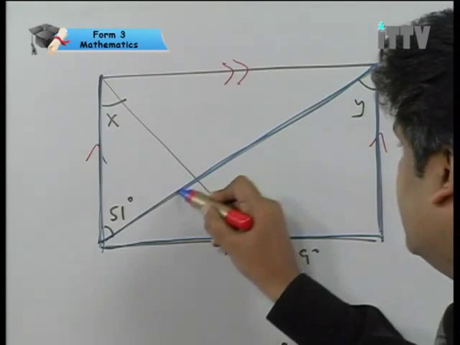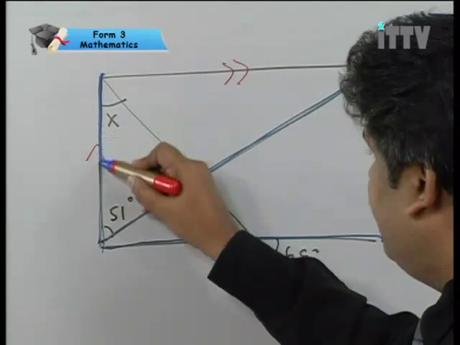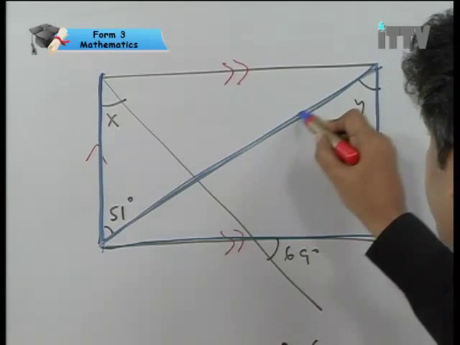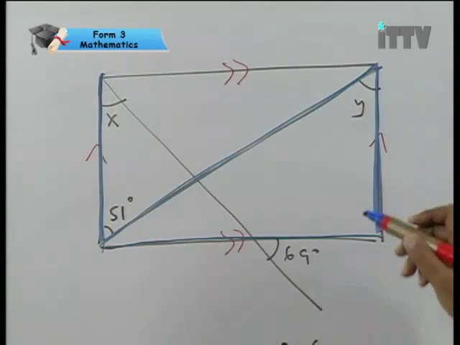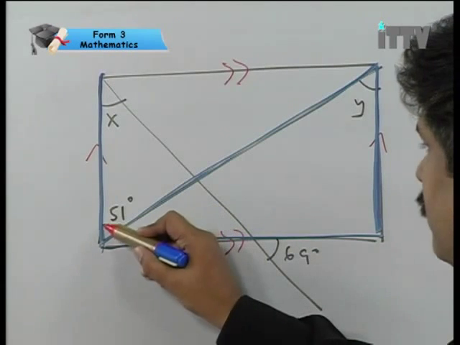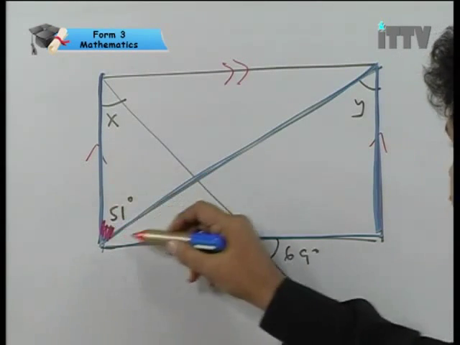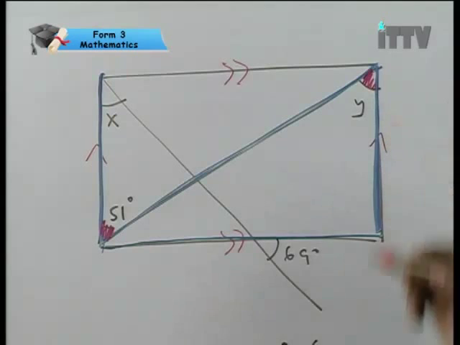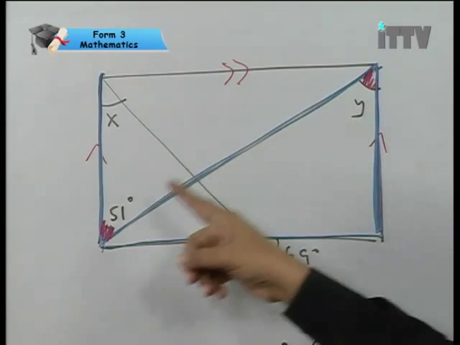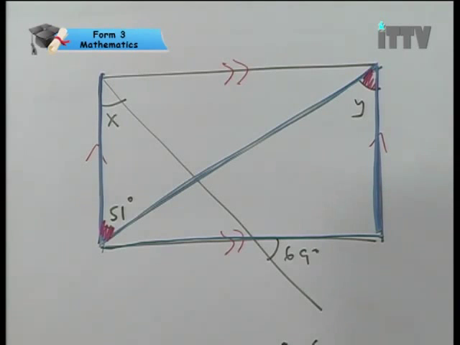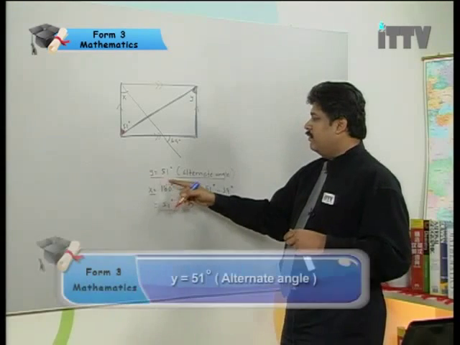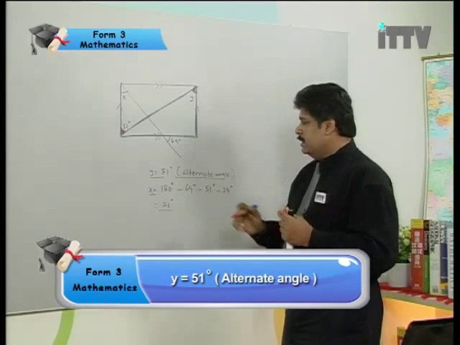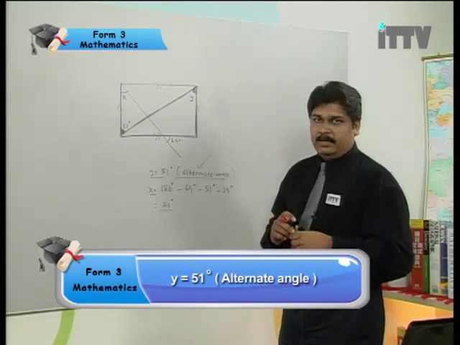I'm going to draw a transversal this way so that I have a Z formation. Being a Z formation, I have an alternate angle issue coming into play. Therefore, the value of 51 is equal to the value of y, simply because y is an alternate angle to 51. Therefore, the value of y is 51 because they are alternate angles.